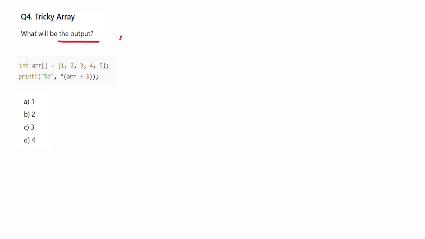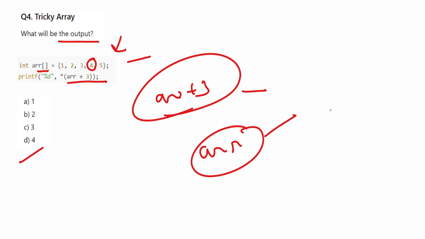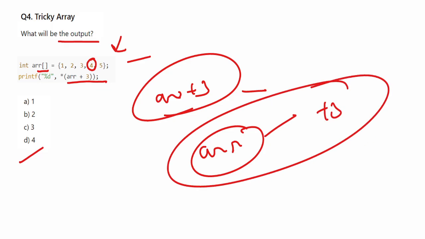What will be the output of the following code? Just see here, int array has 1 2 3 4 5, and %d, and array plus 3. It means that it is directly pointed to the fourth element of the array. What is the fourth element here? It is 4. Now the correct option here is option D, because array is pointing to the current element, but we add 3 here, which means it points directly to the fourth element, which is 4. The value at the fourth position is 4.